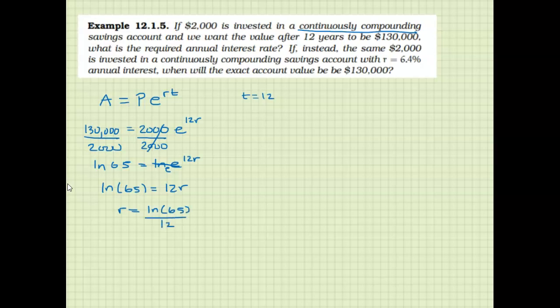Now it's calculator time. Log of 65 divided by 12 gives me R equals 0.3479. Changing this to a percentage, this is a rate of 34.8% annual. There's no way that you're going to get this percentage rate from any account.